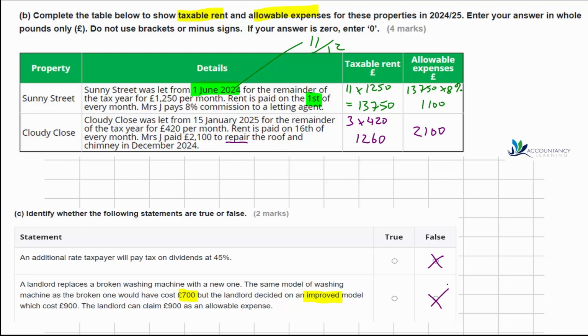And we're only allowed to claim like-for-like replacements. But remember that there is a bit of an exception to this. We're allowed to take into account how things have changed over time, and the typical one they've done in the exam is where we replace single glazed windows with double glazed windows. Because double glazing is the standard today, then replacing single glaze with double glaze would not be considered an improvement. But in this case, yeah, it tells us in the question that it is an improved model, so that means that the £200 would be a capital expense, not an allowable revenue expense.